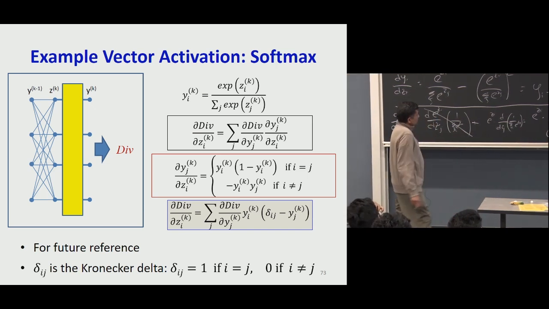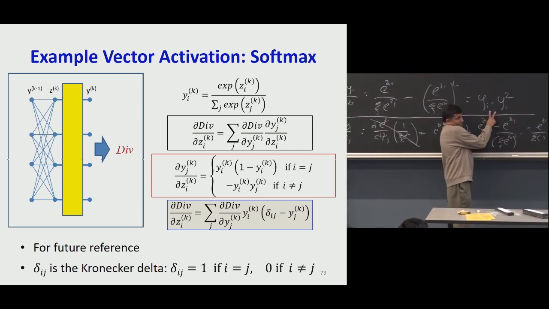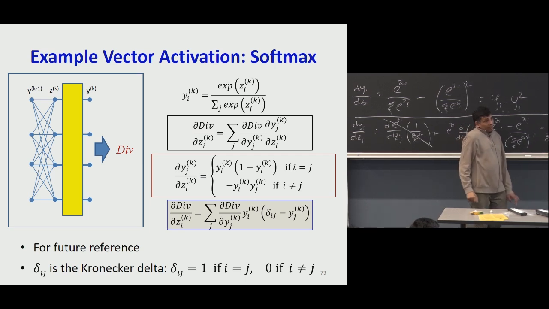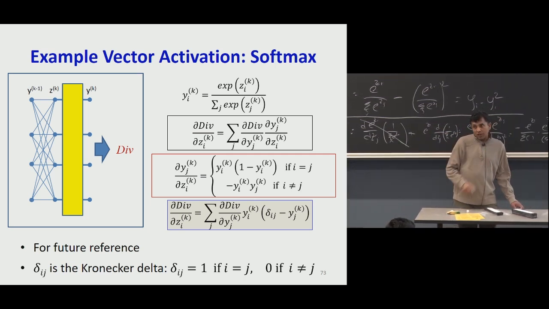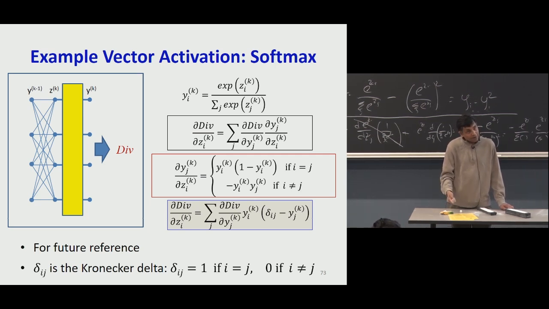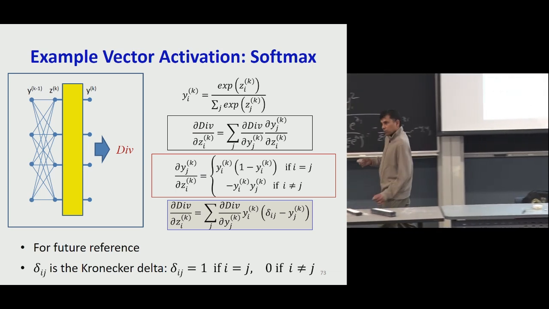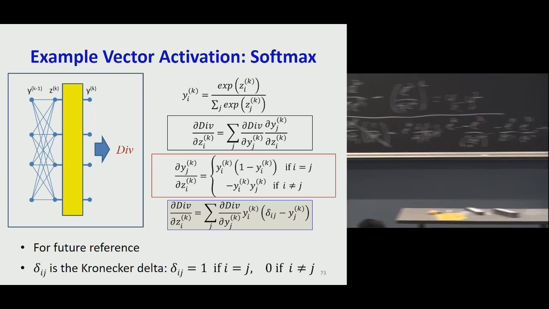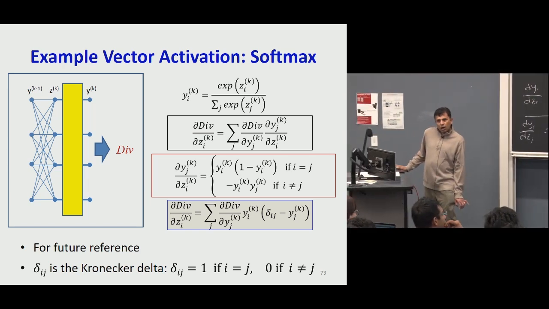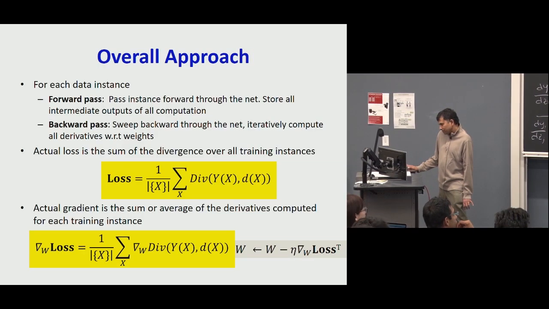So this term is guaranteed to be positive because yi is less than 1. So yi squared is always going to be less than yi. So the derivative along the straight line is always guaranteed to be positive, which tells you that if you increase a zi, the corresponding yi increases. The derivatives for the others are guaranteed to be negative because if you increase the zi, the remaining yi is decreased, right? The information comes out. And so the derivative of the divergence with respect to any given z has this nice little compact formula. Again, that was just one example of a vector activation and how the derivative actually changes, right?